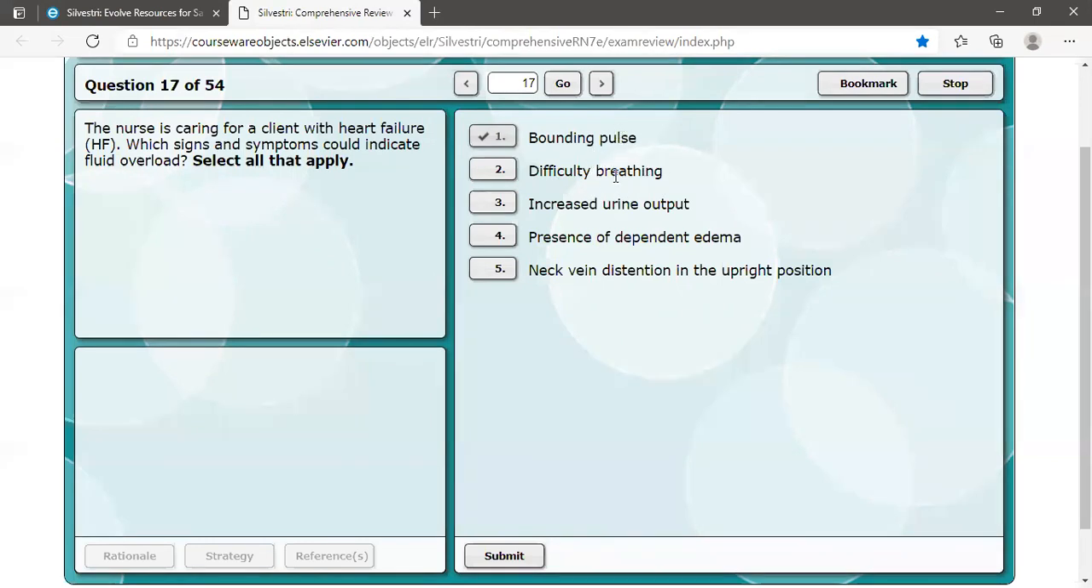Difficulty of breathing. So when there is fluid volume overload, the fluid goes inside my lungs and causes congestion. And when the patient develops the effusion, they definitely develop shortness of breath or dyspnea. It is a good choice. And increase the urine output. So I said increase urine output is not a good choice. Presence of dependent edema. When fluid is overloaded, the patient develops edema. Edema is one of the signs of fluid volume overload as well, right?